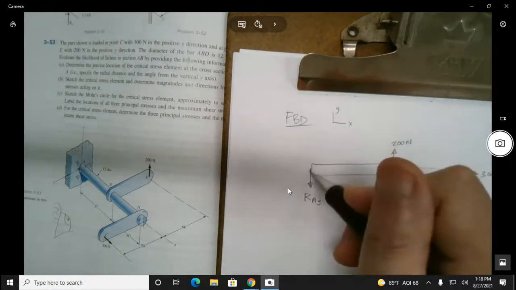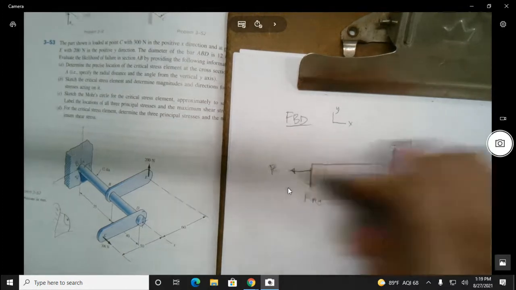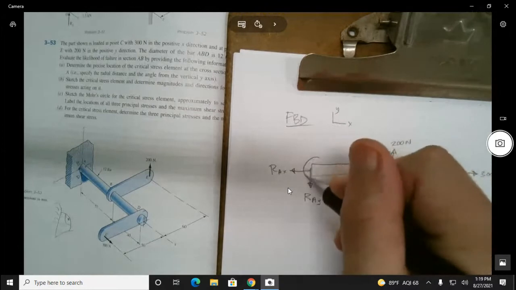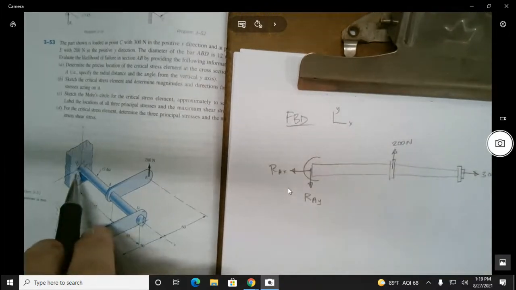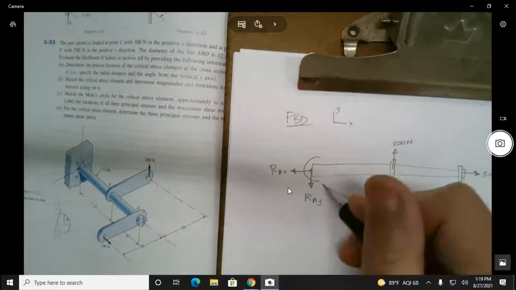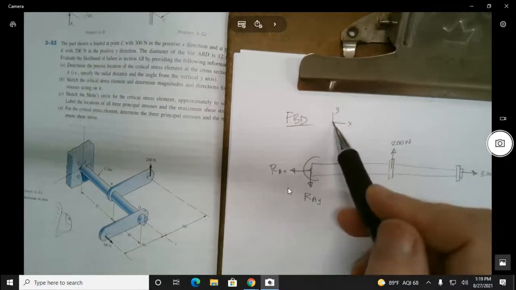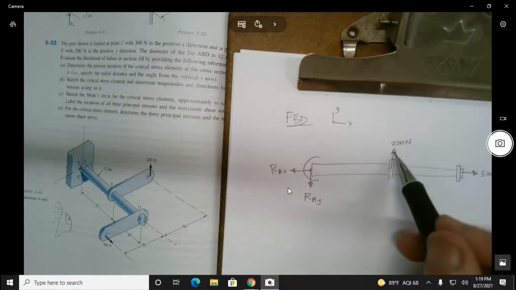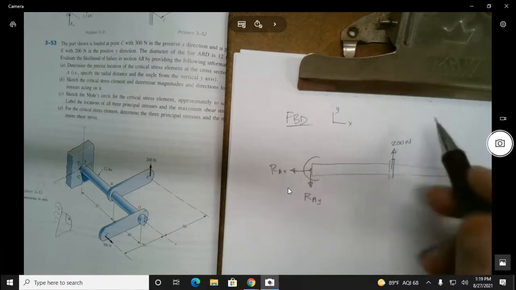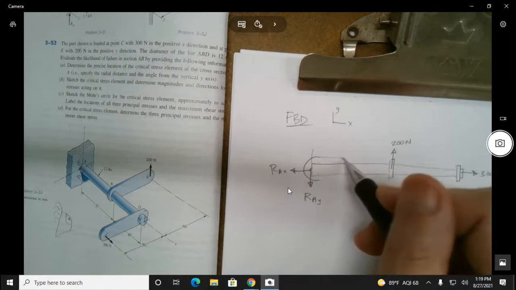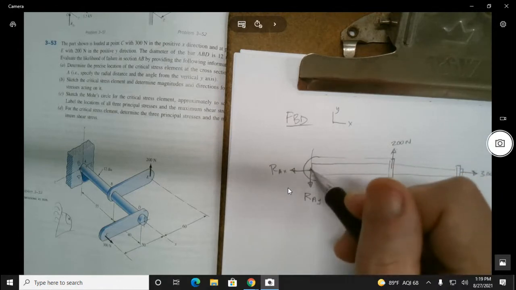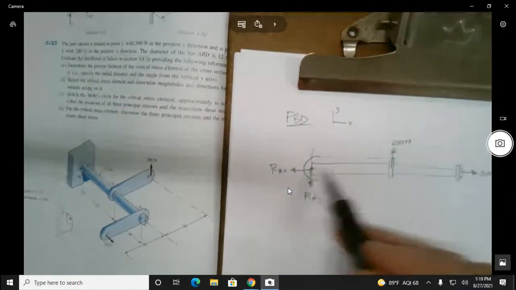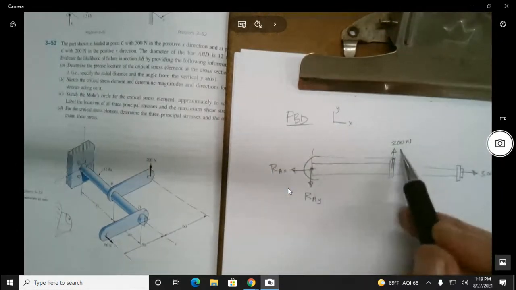And then this is going to be RAX. And there's also going to be a moment right here because this is cantilevered. And that moment is going to be about the z-axis. And you can see that this guy right here is going to create, right? Because he's got a distance from the thing, we're going to take it about this point right here. We're going to rotate it about this point. And that's going to cause a moment.